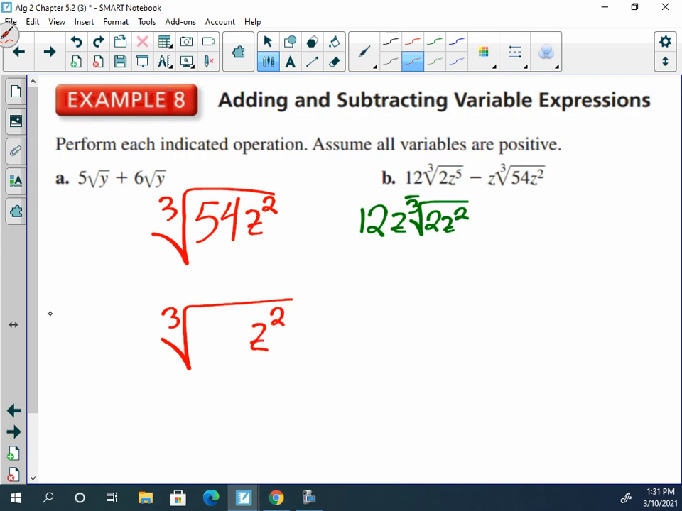All right, guys, we'll pick this up tomorrow. We're not going to have time to finish this.